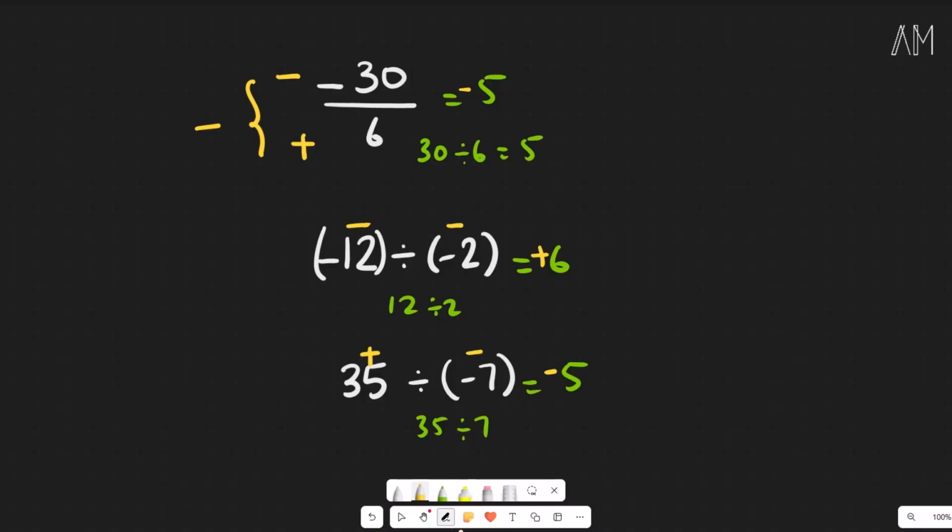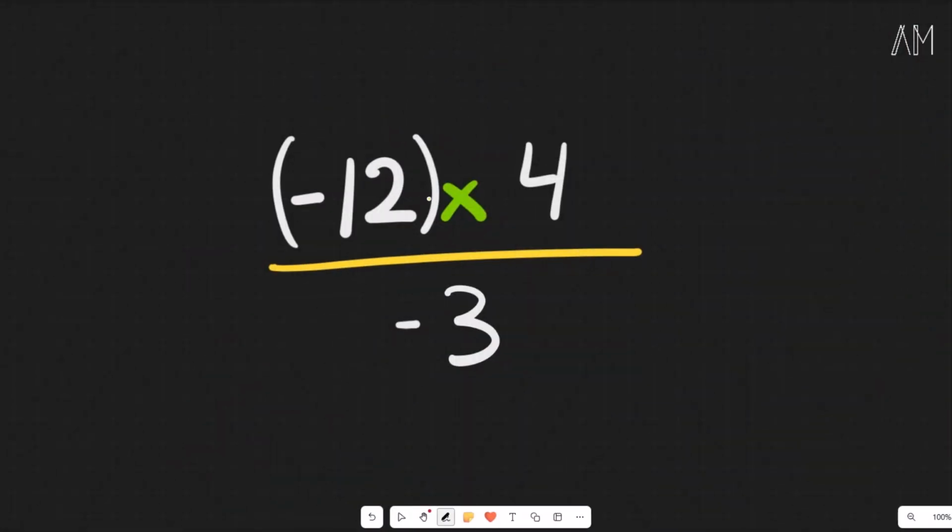Let's take this final example. Let's go back to the very beginning. Here we have multiplication and division. So let's do first of all the multiplication. Let's finalize and simplify the numerator. Multiply like there's no signs at all. So 12 times 4 gives me 48. And since here it's negative and here it's positive, the final answer is negative because they are different signs.